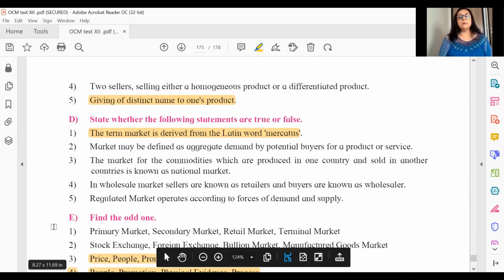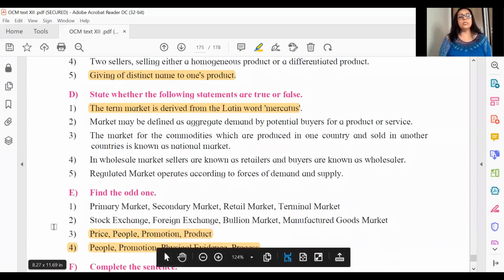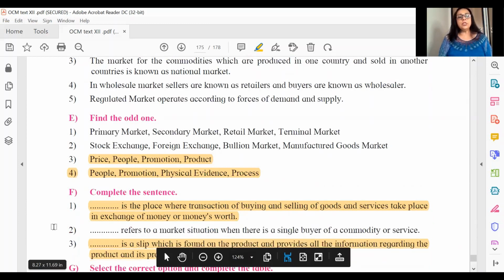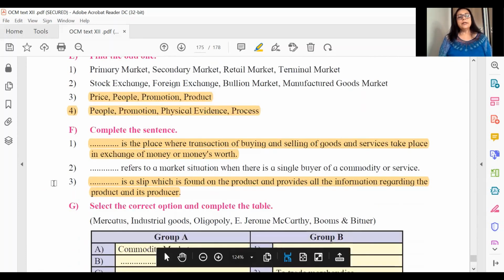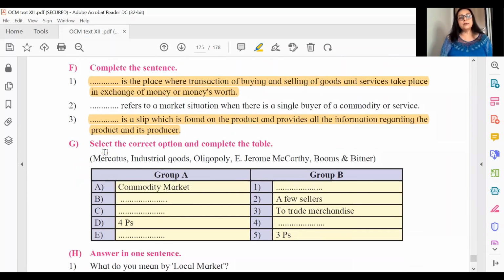State whether the following statements are true or false. Only the first objective is relevant. All the others are on types of markets. Once again, find the odd one out: only the 3rd and the 4th one are relevant. Under complete the sentences, please note only the 1st and the 3rd objective. You will find that the markings have covered almost all of these.